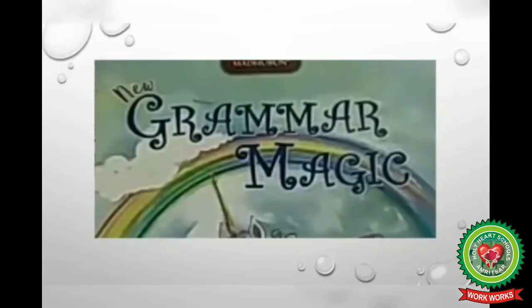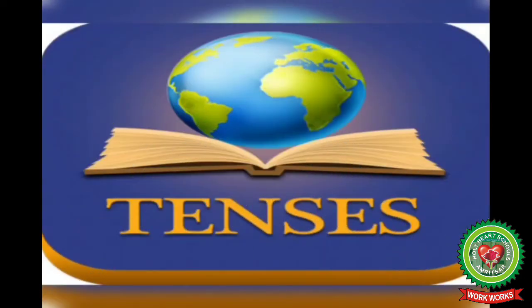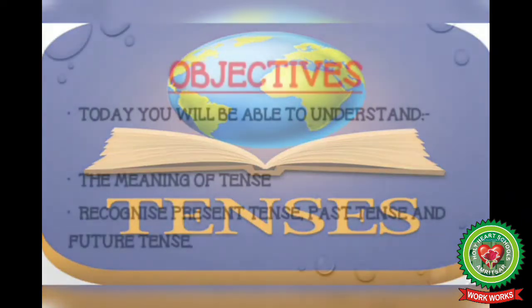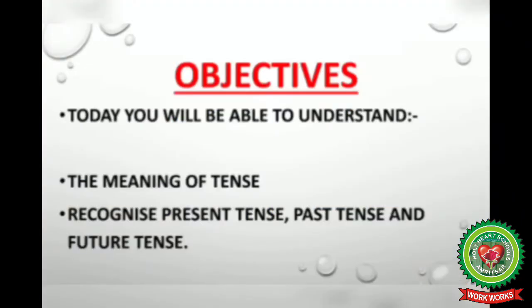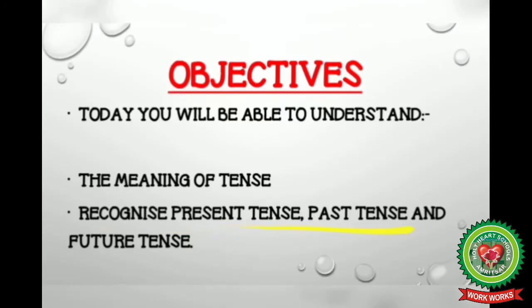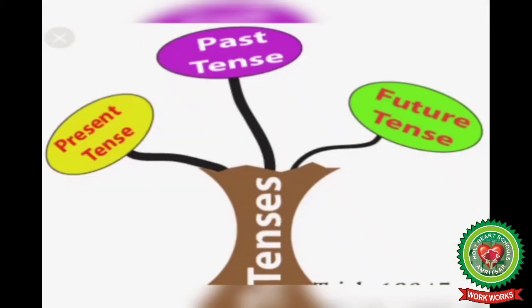Good morning, students. Today we are going to discuss a very interesting chapter from your Grammar Magic book, and that chapter is about tenses. So today you will be able to understand the meaning of tense, and you will be able to recognize present tense, past tense and future tense in a sentence. Now, there are three kinds of tenses, that is present tense, past tense and future tense.